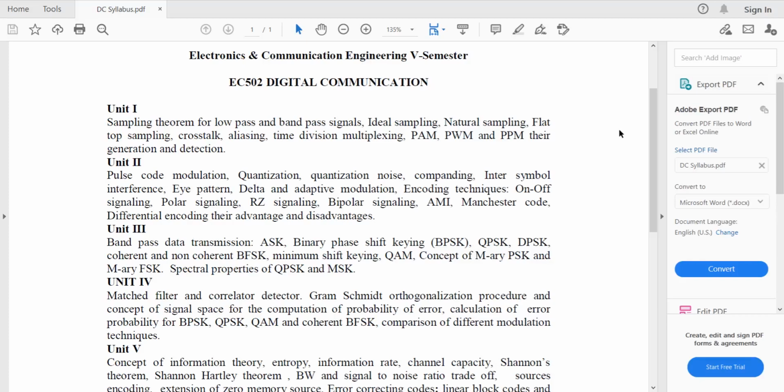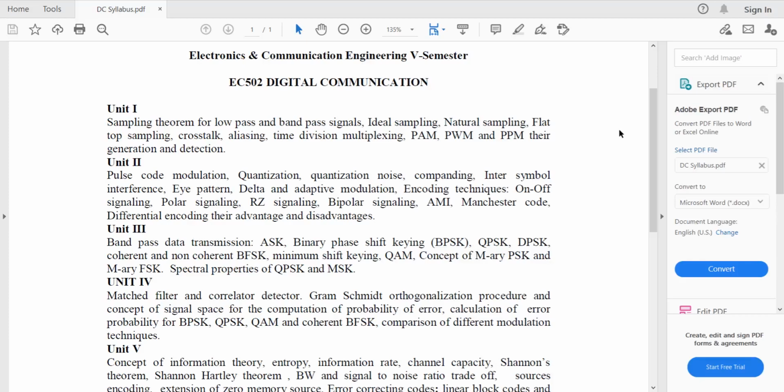The unit 3 comprises of basically band pass data transmission. So band pass data transmission, as I already told you, it is considered for higher frequency signals. Okay, so in this the first topic we'll be studying is ASK, amplitude shift keying.